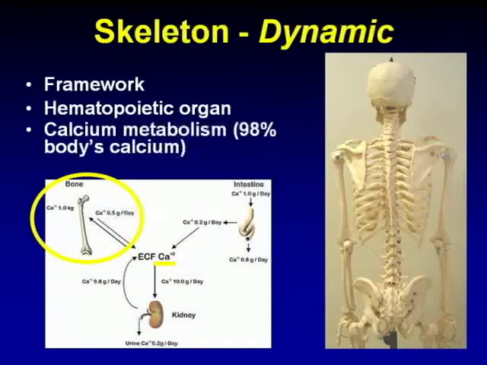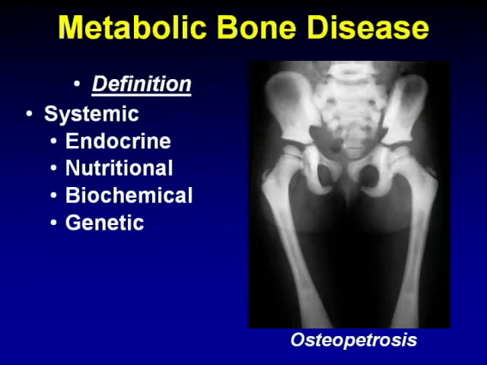As I'm sure you know, the skeleton is a dynamic structure. It's not just a bag of bones. It's a framework for attachments of ligaments and tendons. It's a major hematopoietic organ, and it's a major reservoir for calcium metabolism. We're going to talk about metabolic bone diseases today.